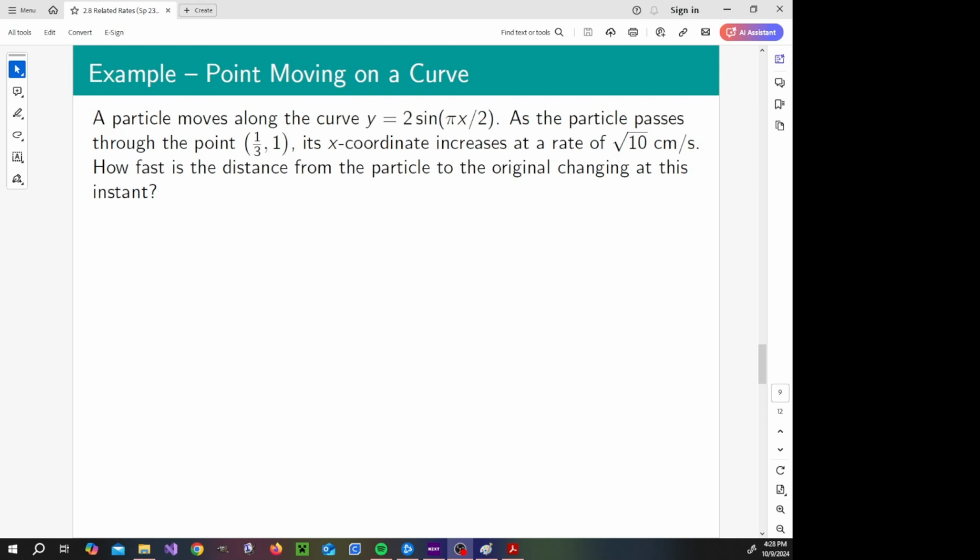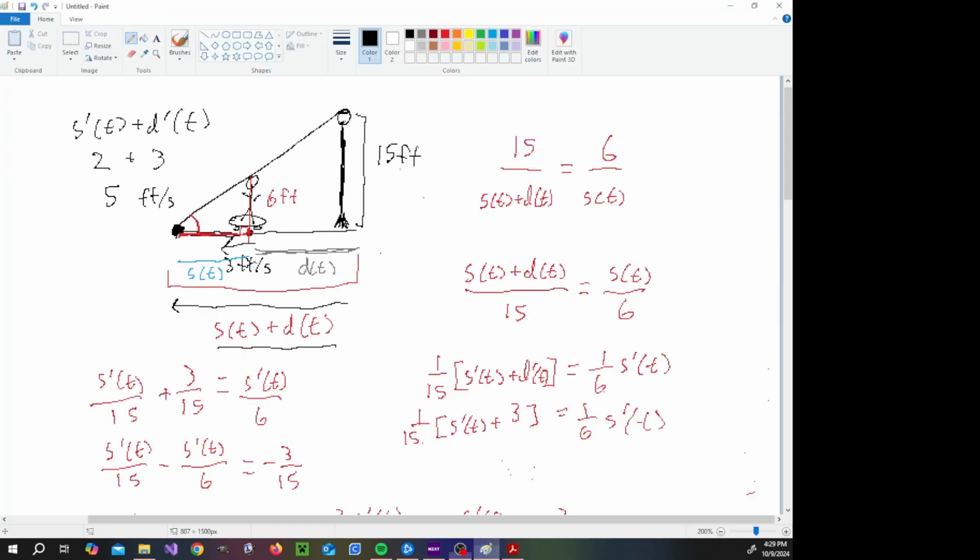Okay, now let's talk about this classic problem. A particle moves along the curve y equals sine of pi x over 2. As the particle passes through the point 1/3, 1, its x-coordinate increases at a rate of the square root of 10 centimeters per second. How fast is the distance from the particle to the origin changing at this instant? So something very subtle is happening here.